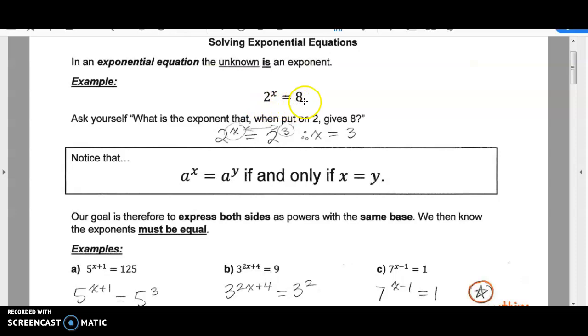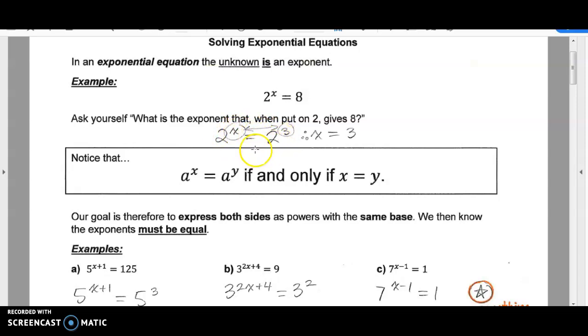So looking at this example here, if we just think about it logically, let's say without using a calculator or any rules, I need to think of this as 2 to the power of what will give me 8. Okay, so I know 2 to the power of 1 is 2, so that doesn't work. 2 to the power of 2 is 4, that doesn't work. 2 to the power of 3, however, is 8. So I know that 2 to the power of 3 gives me 8, so in this case x equals 3. Okay, so you can see here 2 to the x is going to equal 2 to the 3.